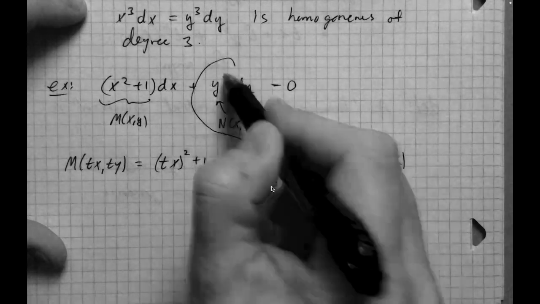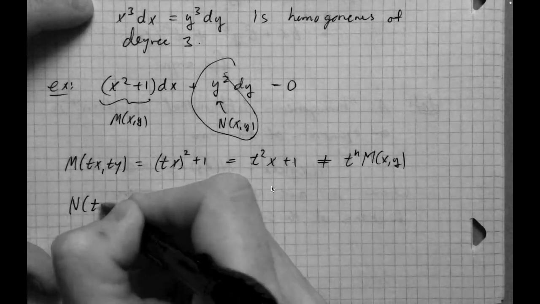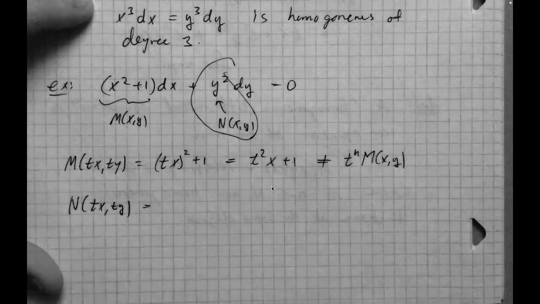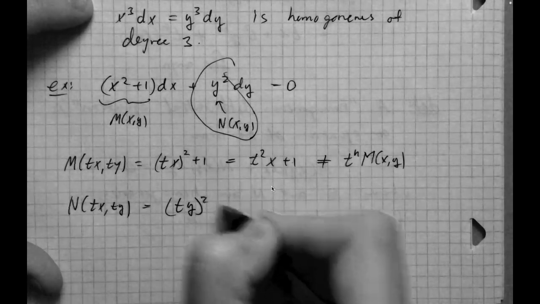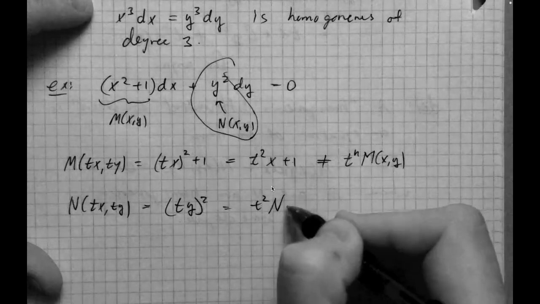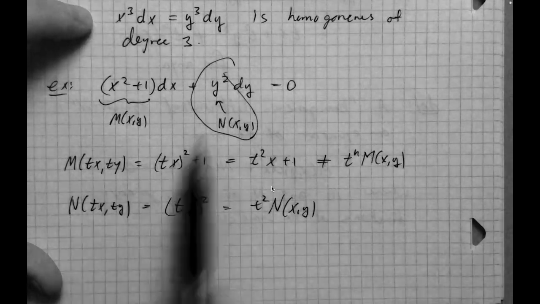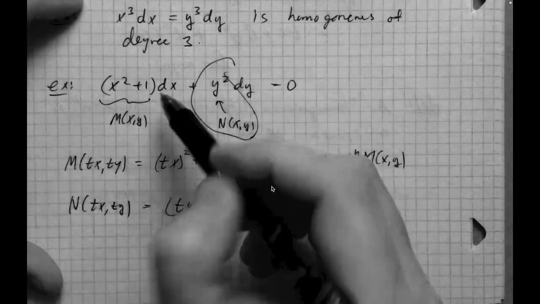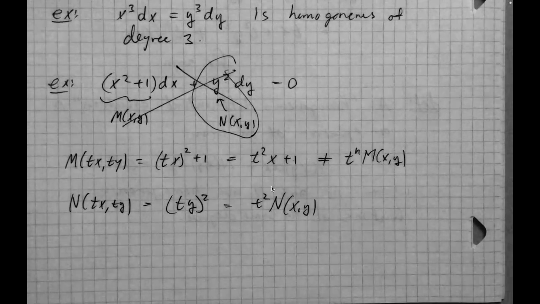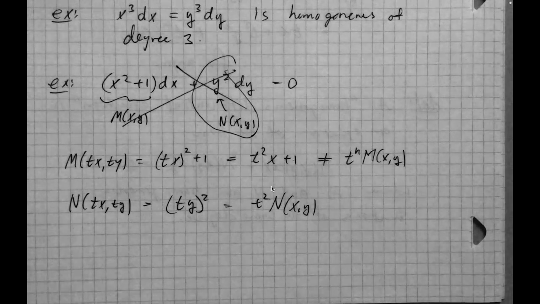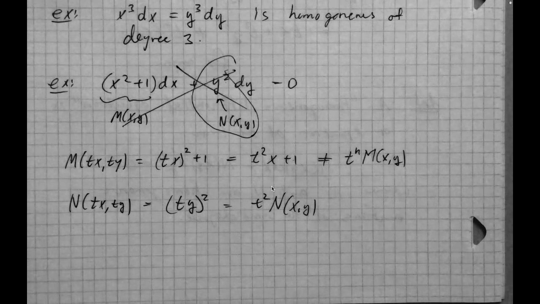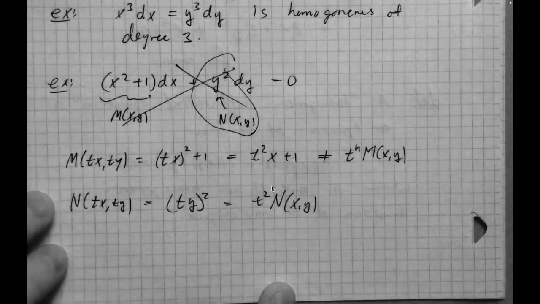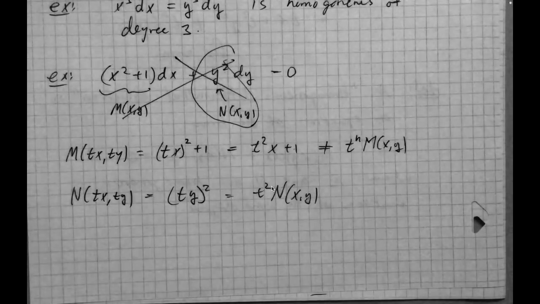This piece of it over here is, however, homogeneous, right? You can quickly see that this is going to be ty squared equals t squared n of xy, right? So this one is homogeneous. This one is not. So the differential equation is out. Not a homogeneous differential equation. Okay. All right, so that's sort of the starting point.